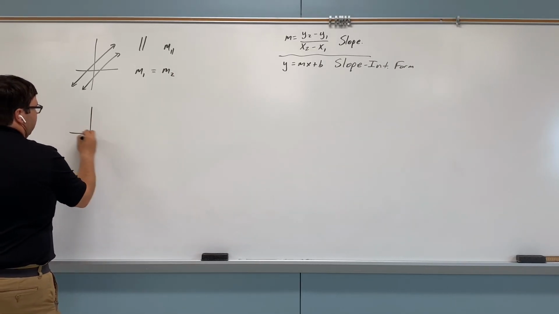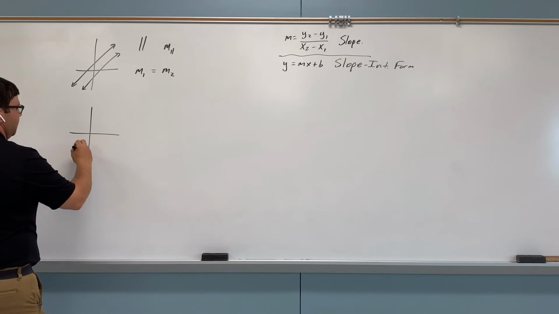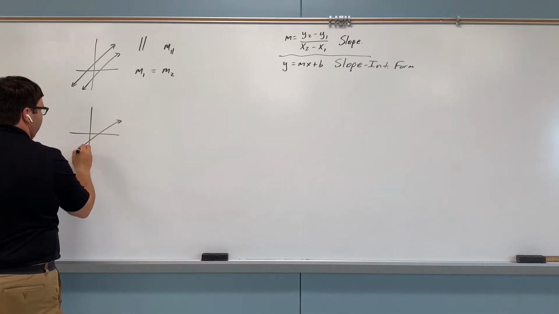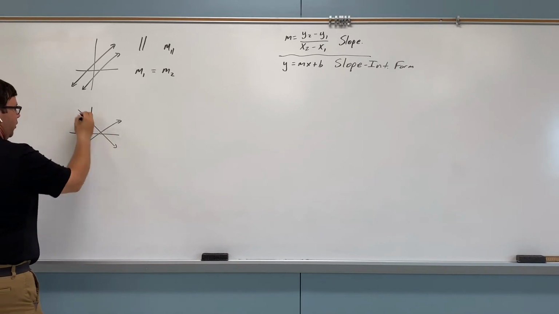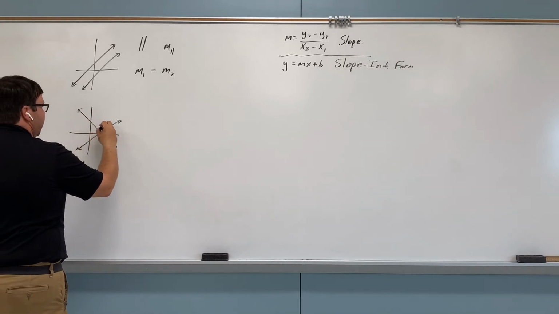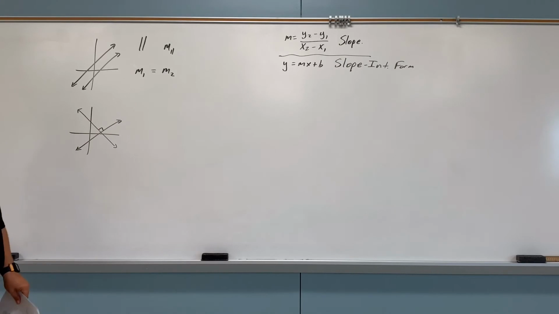Perpendicular lines are just the opposite. So you have one line going in one direction. You have another line that comes through and intersects this line at a perfect 90-degree angle. It has to be exactly 90 degrees, otherwise it's just an intersection.